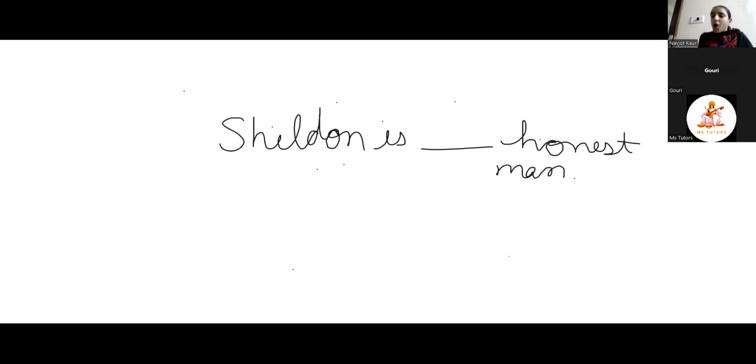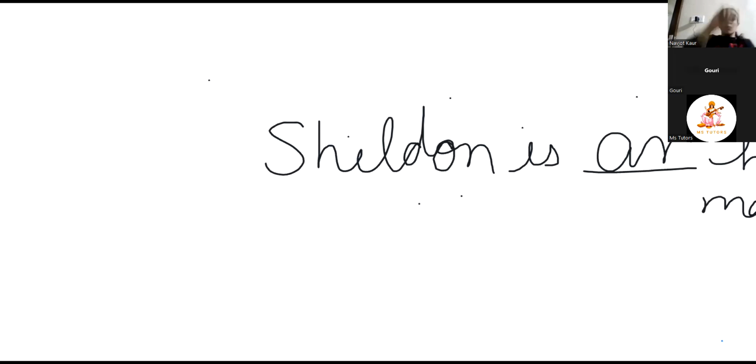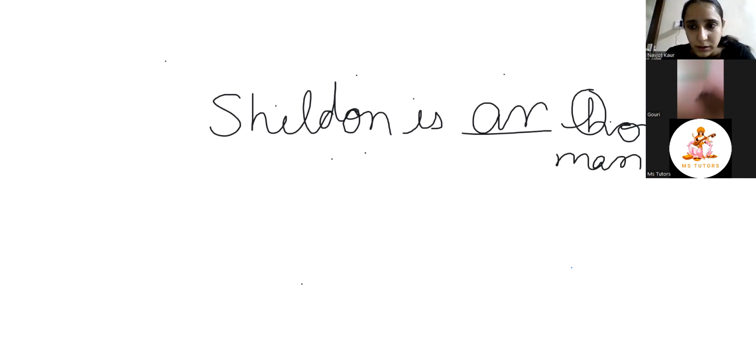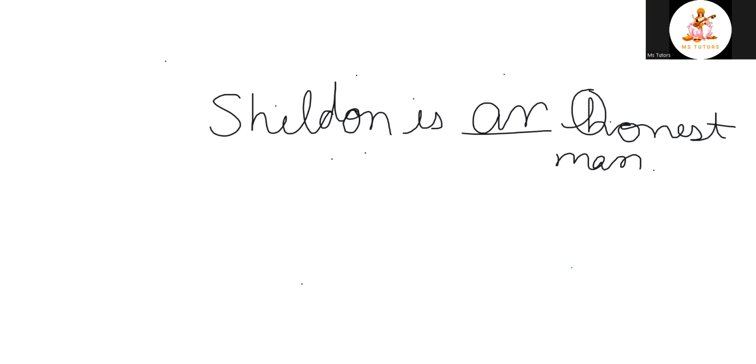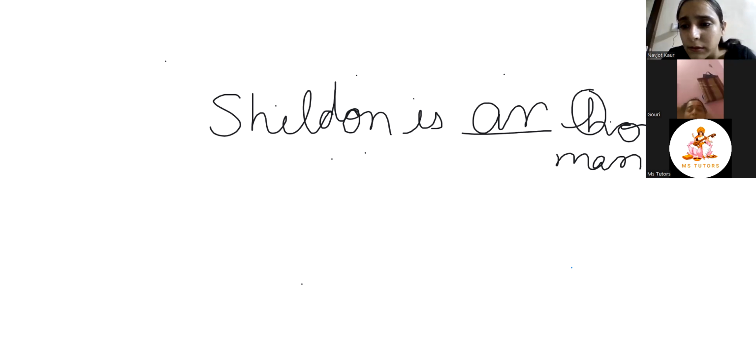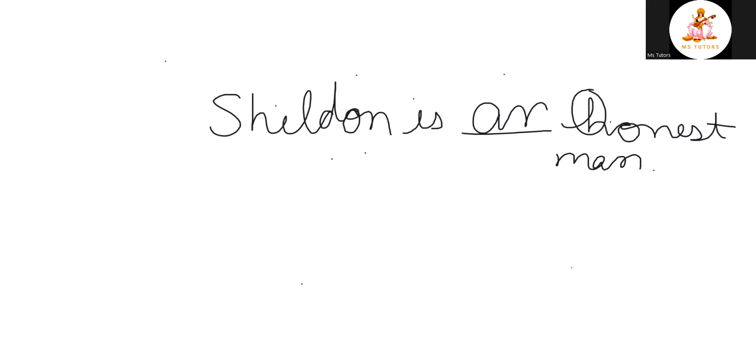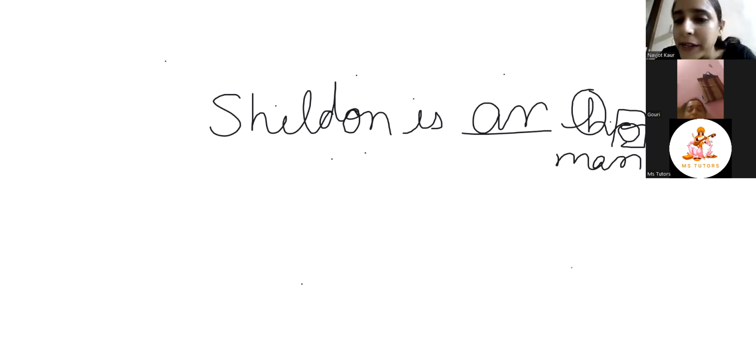Because in the word honest, the sound is a vowel. The sound of H is a vowel over here. In honest, there is no sound of H. We will write an because the sound is O. Honest.